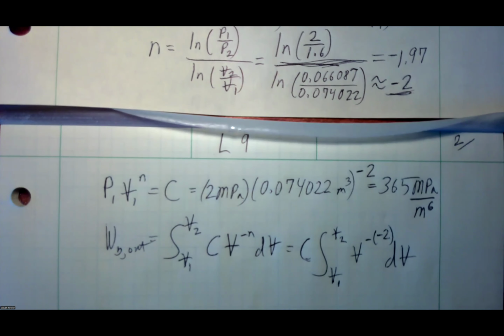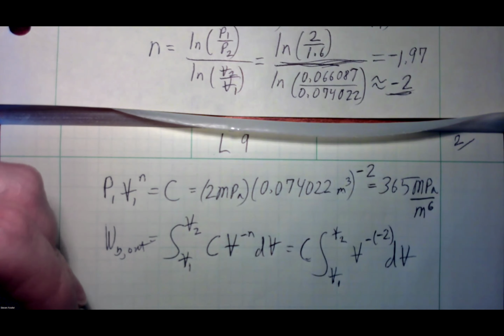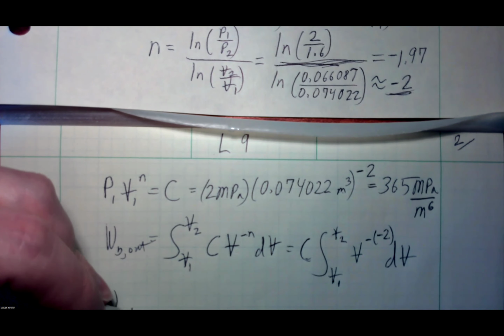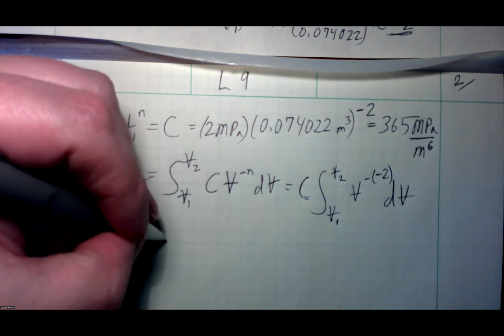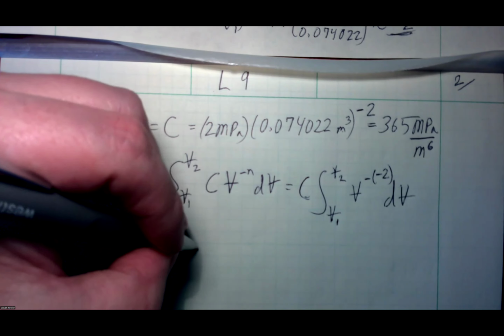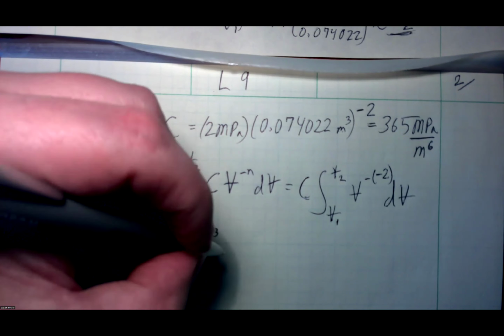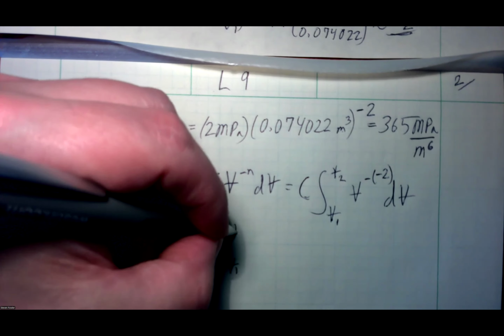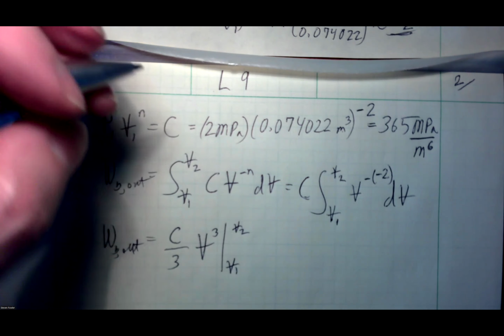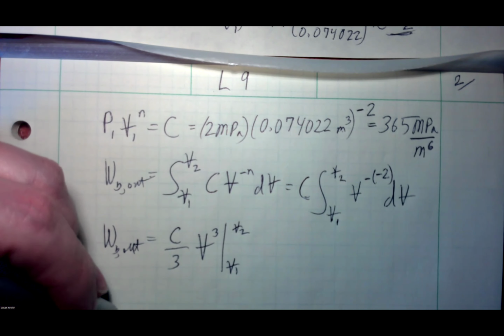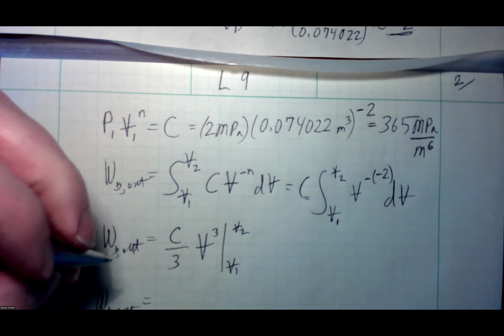So I'm actually integrating v to the minus 2. That's just v squared, so that's easy enough. Boundary work out is going to equal C over 3 v cubed from v1 to v2. And I've got values for all these.